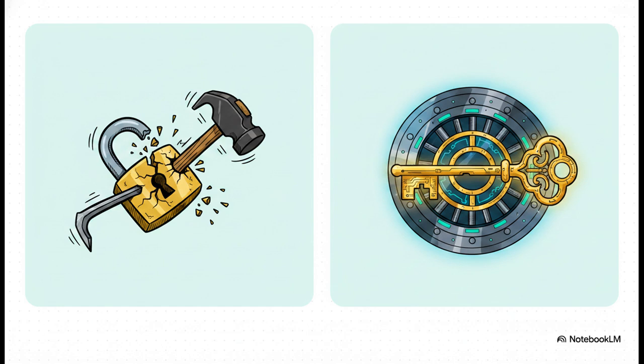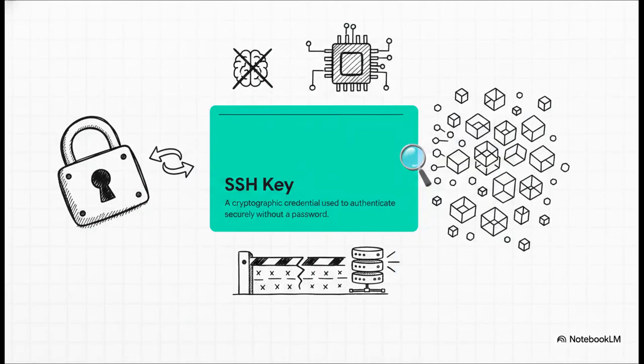Because of this terrifying reality, modern and secure systems rely heavily on a much more robust method, SSH keys. So what exactly is an SSH key? In short, it's a cryptographic credential used to authenticate securely without ever needing a typed password. An SSH key is this beautiful, elegant, mathematical solution that completely eliminates the need for human-memorized passwords, while vastly increasing the security perimeter of your server. It relies on complex cryptography that computers can verify instantly, but hackers cannot easily fake or guess no matter how much computing power they throw at it.